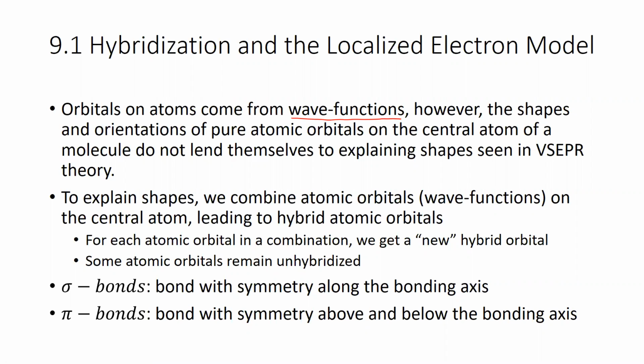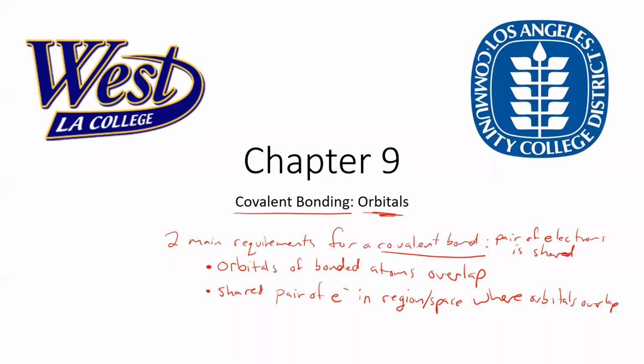Long story short, we have a couple of requirements for bonding. Those requirements are: we need orbitals that overlap from the two bonded atoms, one orbital from each atom. Once an orbital is used in a bond, it can't be used in another bond. In the region of orbital overlap from the two atoms, we need to share a pair of electrons, and that's going to give us a covalent bond.